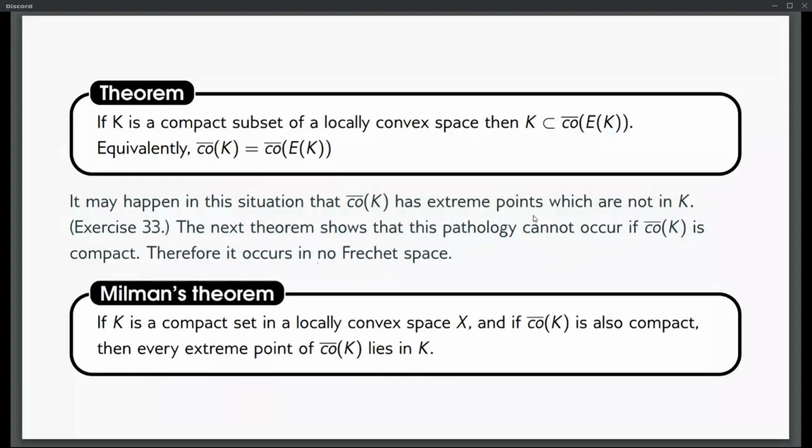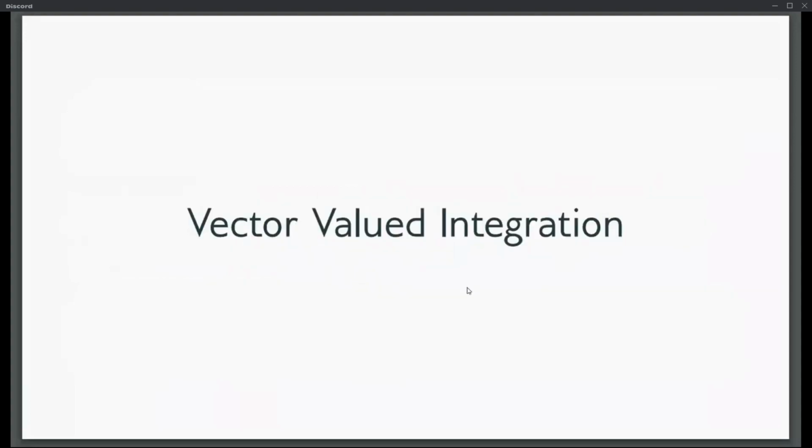So there is a proof of the Milman theorem, but after going over it, I've decided not to do it because there are some rather technical details that I couldn't feel bothered going over, and I'm sure it wouldn't be very useful right now. So now we'll move to our second topic, which is vector value integration.